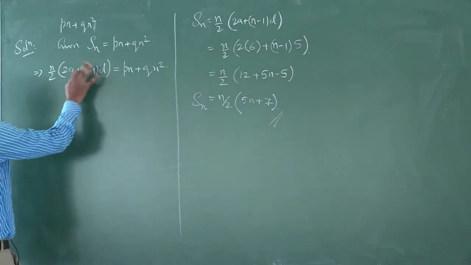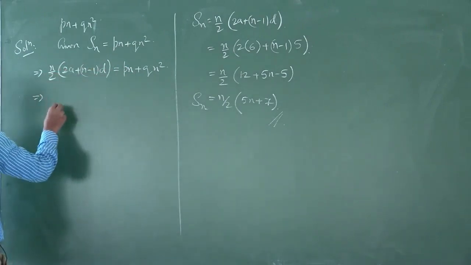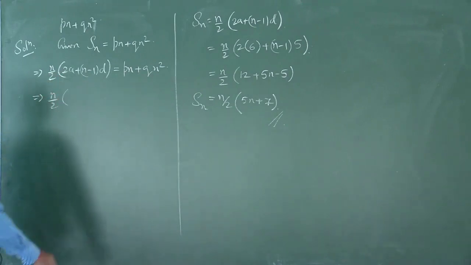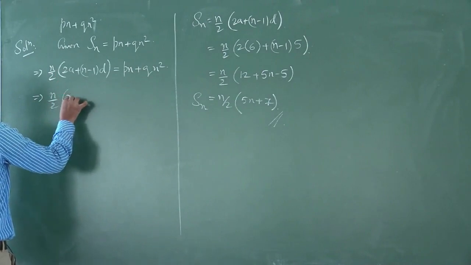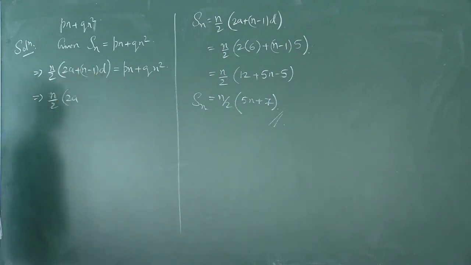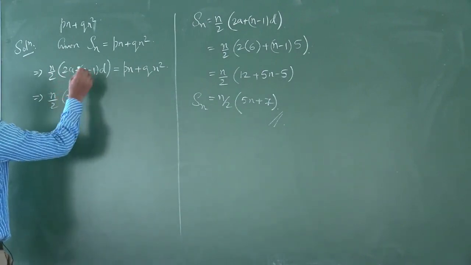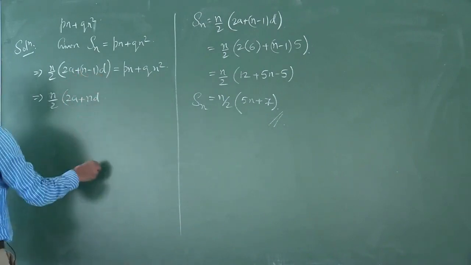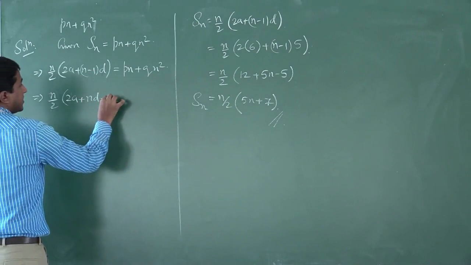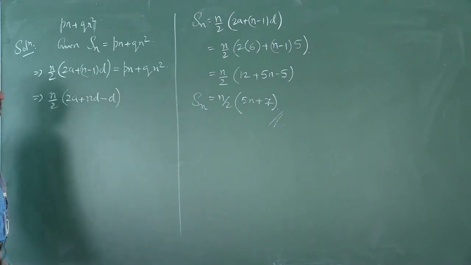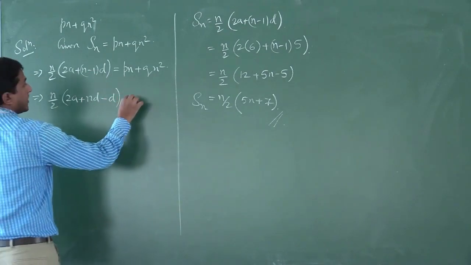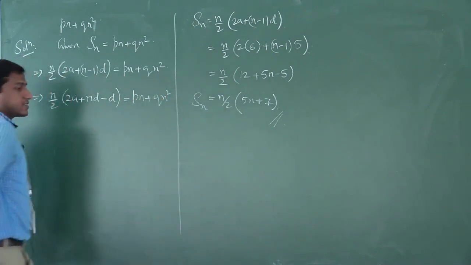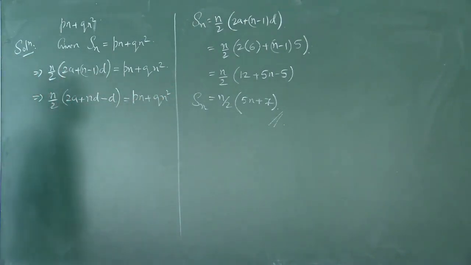Okay, we'll simplify the LHS. On simplifying the LHS, I can write n by 2 as it is. Okay, we'll write 2a. I'll multiply d with this binomial. So what do I get? n into d is nd. Minus 1 into d gives us minus d equals, what do we have? Pn plus Qn square on the RHS.